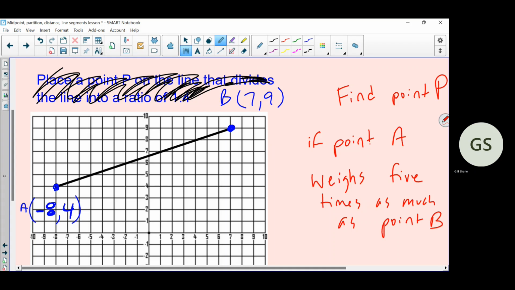Hold that thought. So again, I say find point P. Now I have an easier version of this where it's just a number line. I'm showing you the coordinate plane one because I don't think we got to that in class, or if we did, it was really fast. So find point P if point A weighs 5 times as much as point B. What's the first thing you know about it? Just logically thinking through it, I always like to come up with, well, where do I think my answer might be?